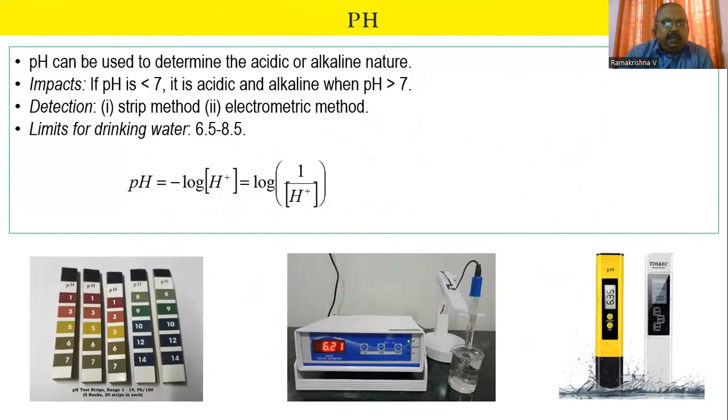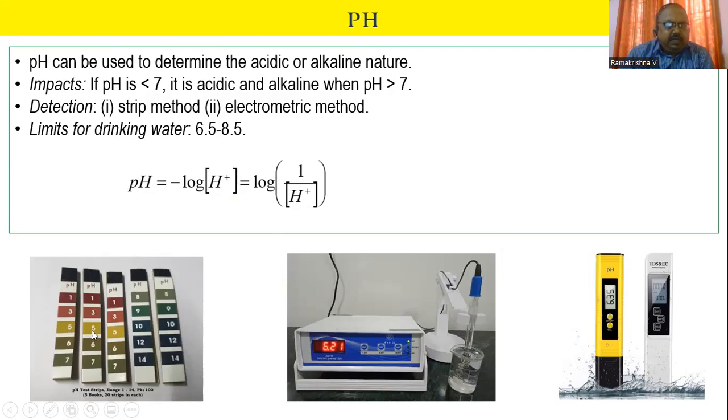pH gives an indication of acidity or alkaline nature in the water. Less than 7, it is acidic, and greater than 7 is alkaline. A number of methods are there, the strip method and the electrode method, whereas the limits for drinking water are usually 6.5 to 8.5. pH is defined as minus log H plus, the hydrogen ion concentration. It can also be written as log of 1 by H plus.